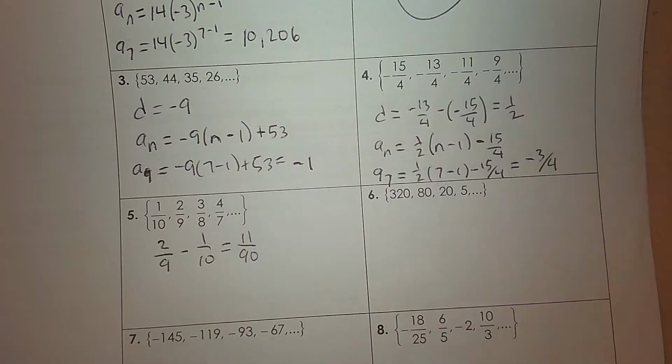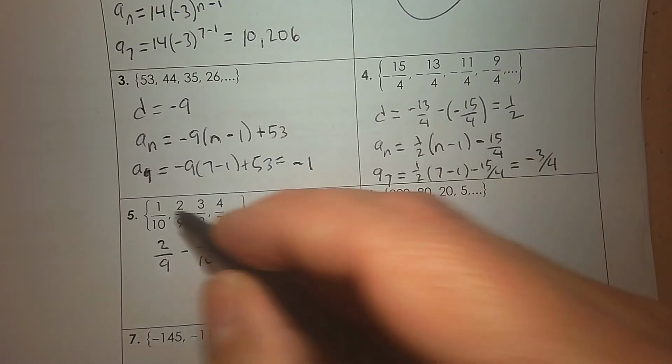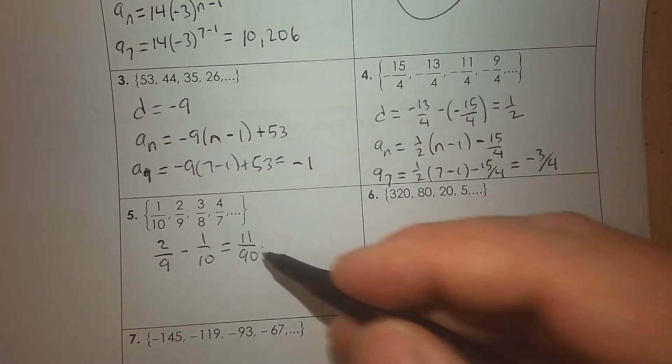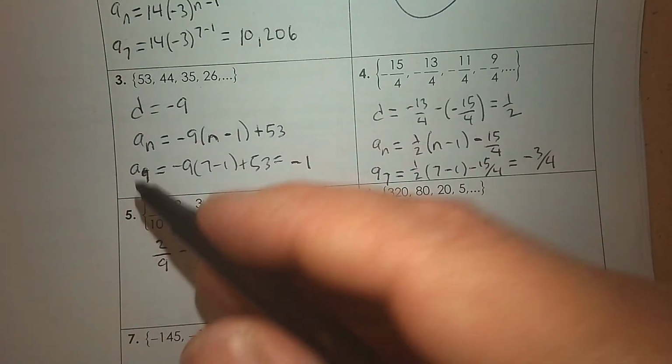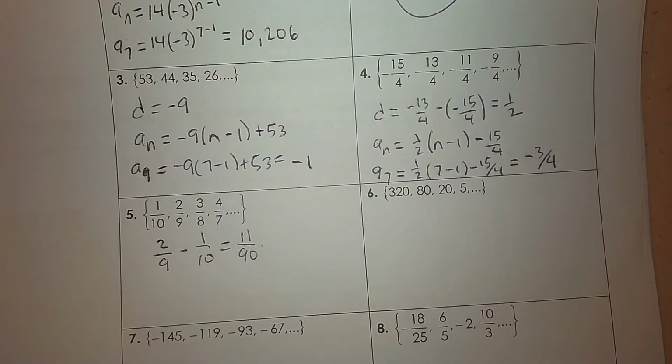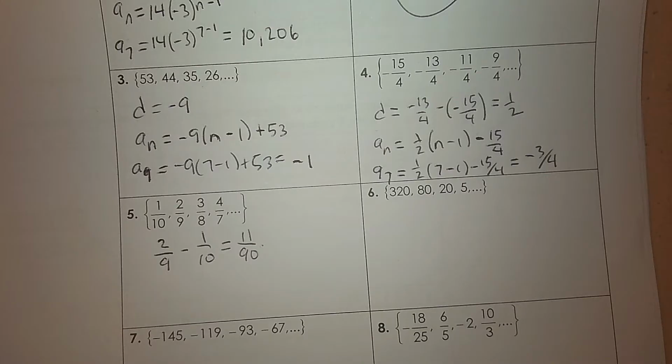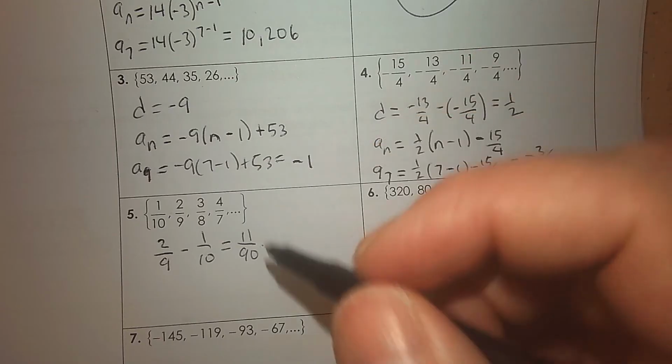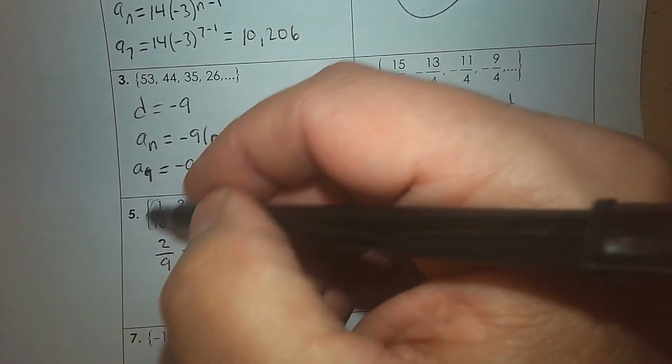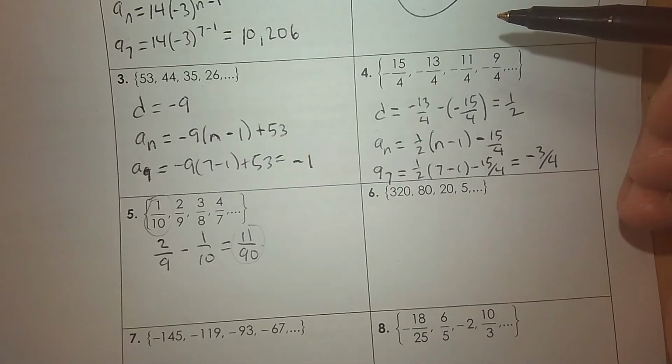And I want you to take that answer and add it to 1 over 10. So it's already in your calculator. So just go plus 1 over 10 equals. What answer do you get? 2 over 9. Did you go 11 over 90 plus 1 over 10? Yeah. And you got? 2 over 9.